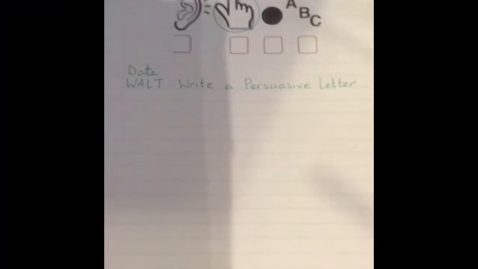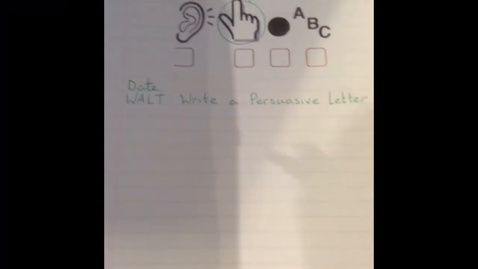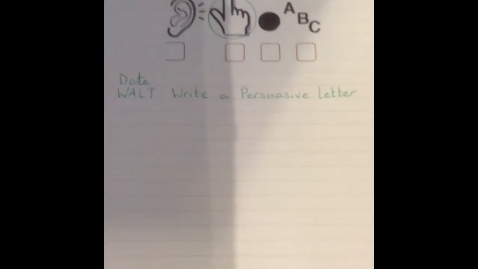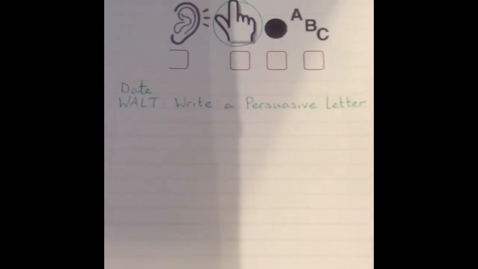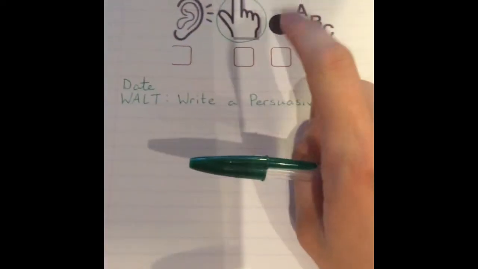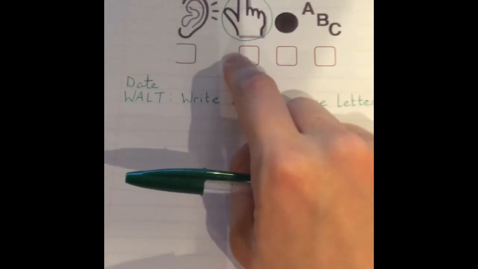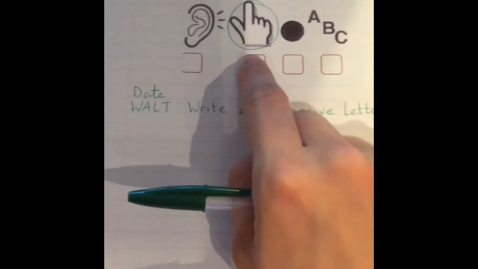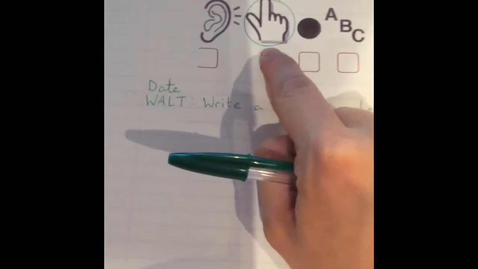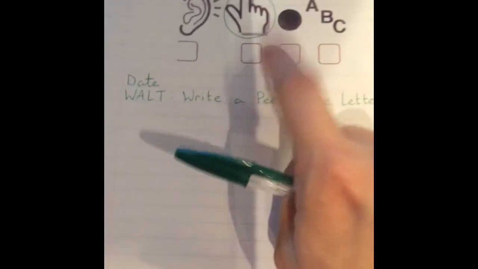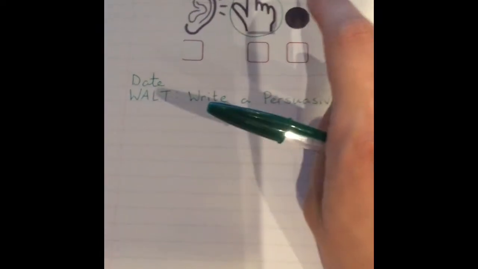Okay, so today we are learning to write a persuasive letter. Now, this video is for those of you who have got a red writing target. So first thing you've got to do is check what it is that I have circled for you on your sticker. Here you can see that I have a finger space circled. So this means I've got to make sure in my work that I have used a finger space.